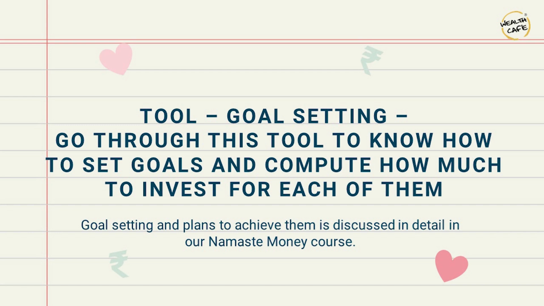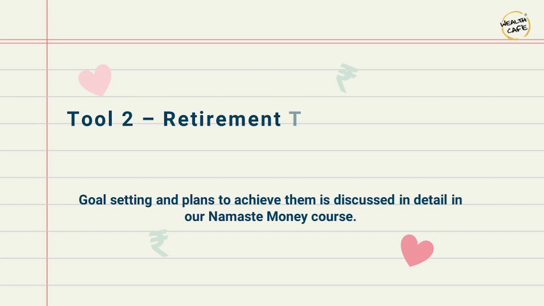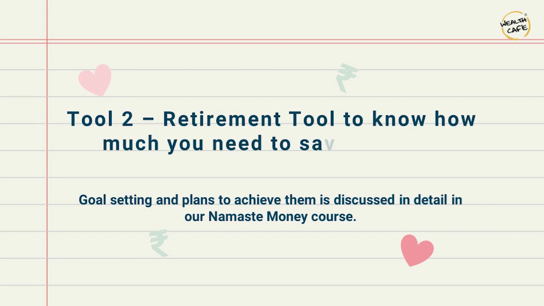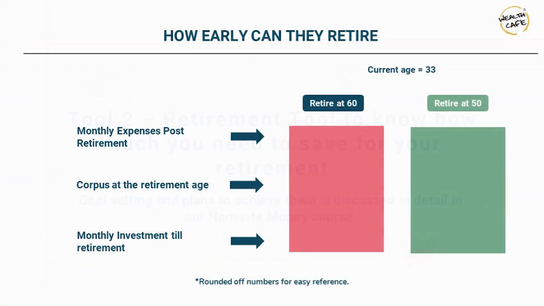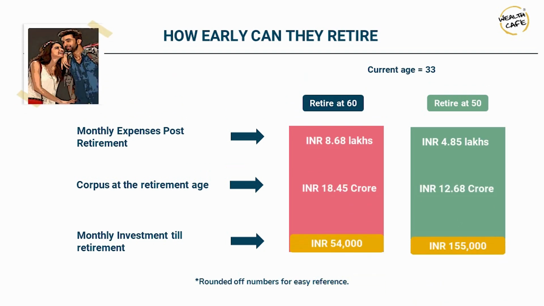Continuing with the Tamasha couple, the second goal that they could identify is that of becoming financially free. For this, they use our retirement tool, which will help you identify how much money you need to set aside to be able to achieve your retirement goal, or what is today popularly known as a goal of financial freedom. So when Tara and Ved plug in their numbers in the retirement tool, they realize that if they want to retire at the age of 60, they would need to retire with a corpus of 18.45 crores, and given that they are currently 33 years of age, they will be able to achieve this goal by putting aside a monthly investment of 54,000 rupees each month.